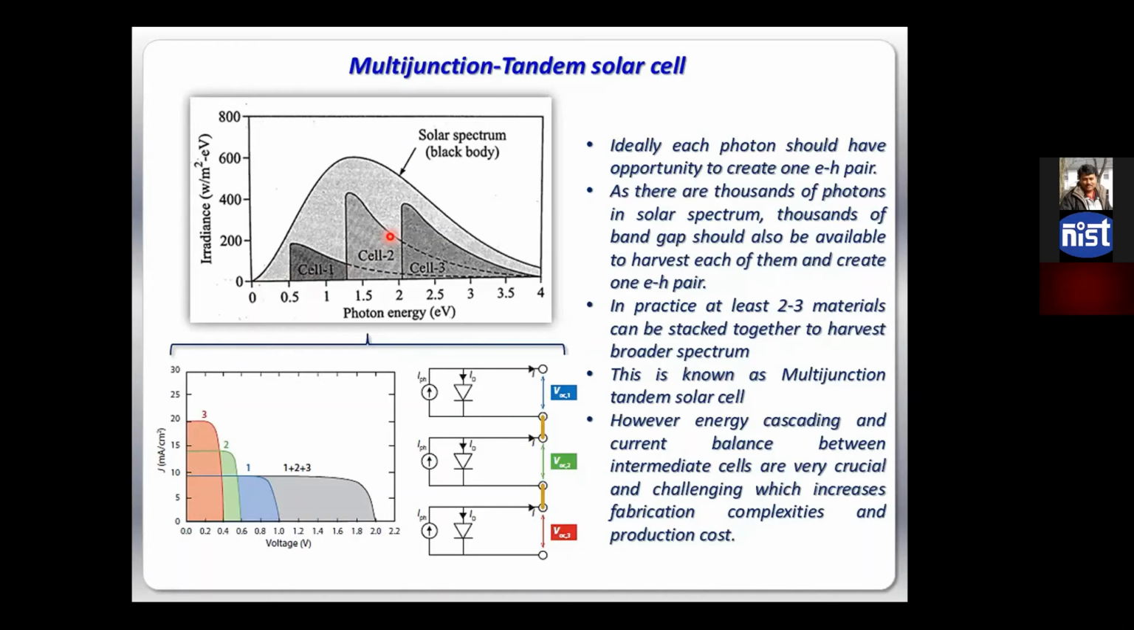more number of suitable materials, right? So suppose my cell 3 now can create this much of current, this much of voltage, cell 2 can create this much of current and this much of voltage, and this much of current, this much voltage by cell 1. Then suppose cell 1, 2 and 3 are in series from an electronic point of view. So I can produce this much of voltage and this much of current, right? So this is basically the tandem cell concept.